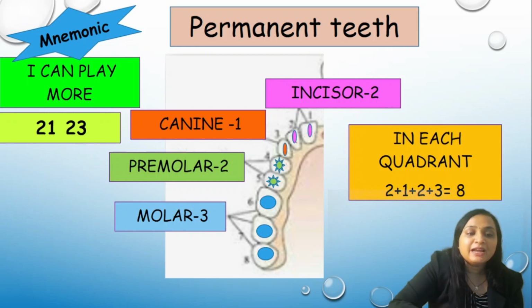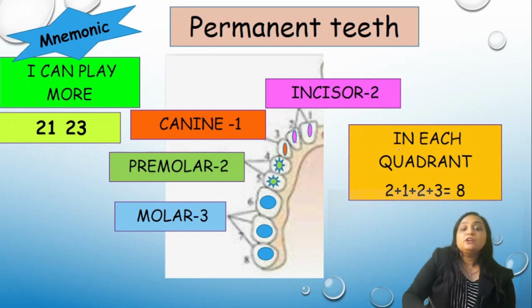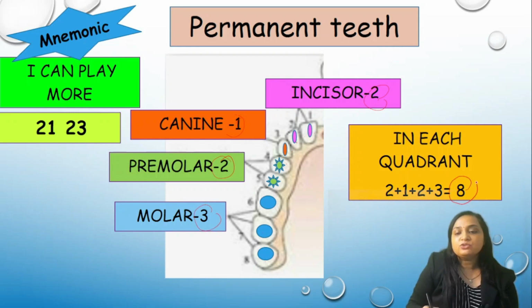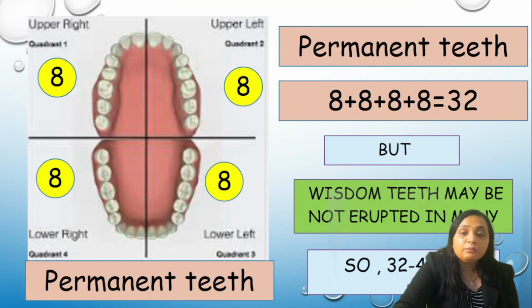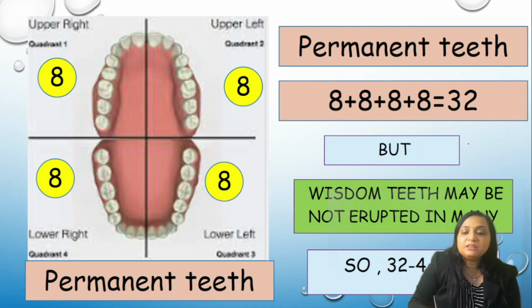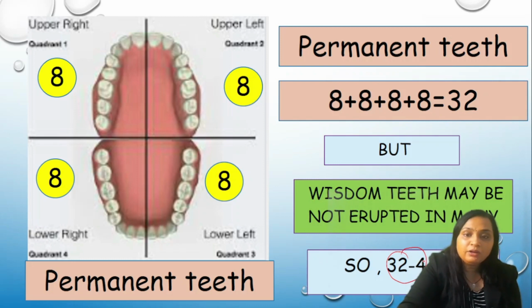How can you remember it? I can play more. I stands for incisors. There are 2 incisors, canine, 1 P for premolar and M for molar. And you can remember this number also: 2123. So in each quadrant 2 plus 1, 3 plus 2, 5 plus 3, it will be 8. So in each quadrant we will have 8 teeth, provided that wisdom teeth are present, because wisdom teeth may not erupt in all individuals. So 32 minus 4, it will be 28. So it could be either 28 or 32.